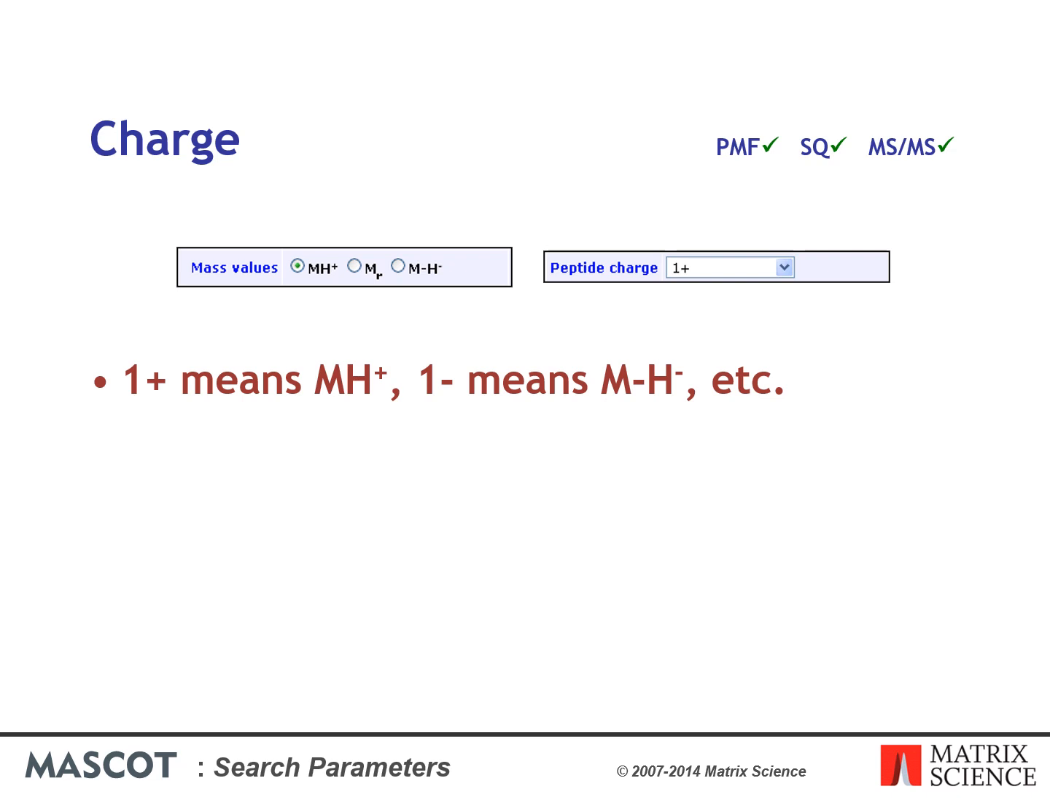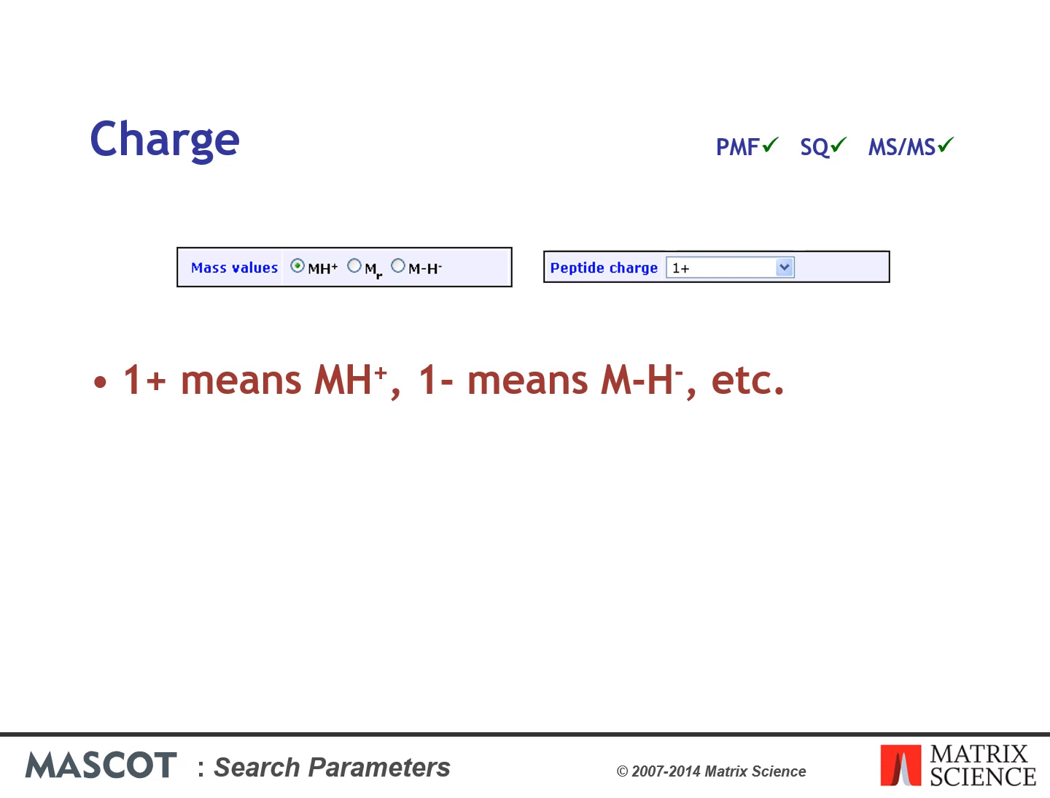These fields are used to specify the peptide charge state. The radio buttons are from the peptide mass fingerprint form. The drop-down list is used on the sequence query and MSMS forms. The notation 1 plus, 2 plus, etc. is used to save space, and because some HTML form fields do not support the use of superscripts and subscripts. 1 plus always means MH plus, 1 minus always means MH minus, etc.